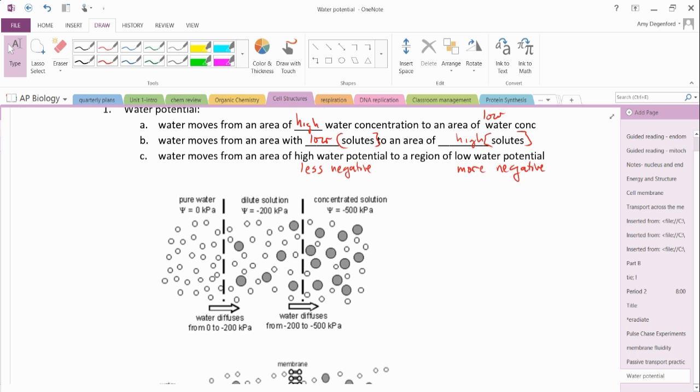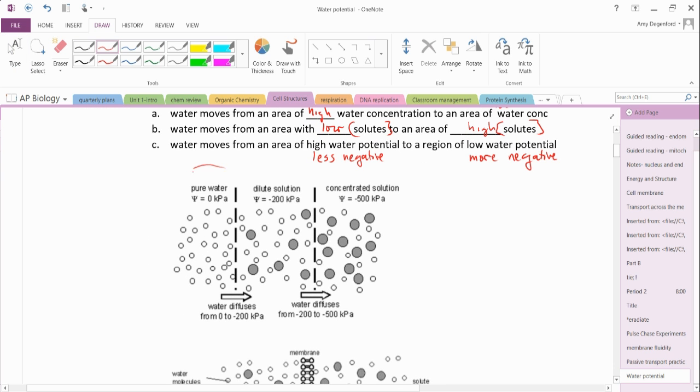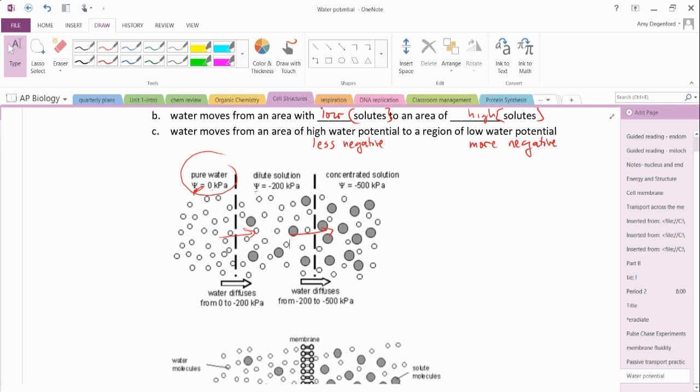Now, this should be familiar to us. Here's a picture, and we're going from pure water, and you'll notice pure water has a water potential of 0, and water potential uses this little trident, psi, as the variable. So pure water is 0. Dilute solution, here's a water potential of negative 200 kilopascals, and then here's a very concentrated solution, negative 500 kilopascals. What they're indicating is that water is moving to the right. You're familiar with that based on what you know about concentration. Water moves from an area of high concentration of water to a low concentration of water.